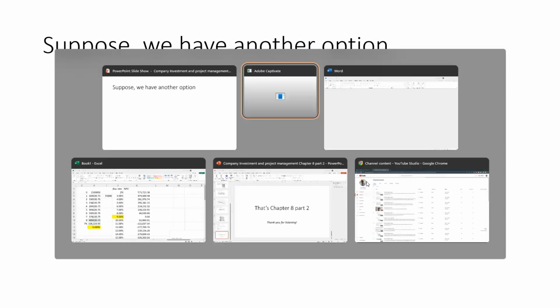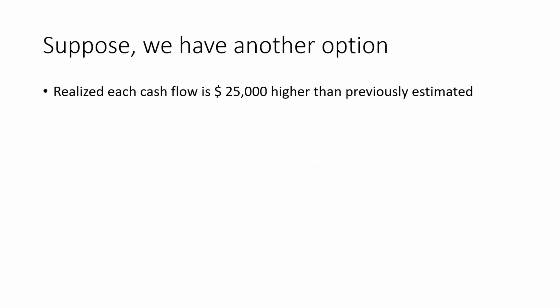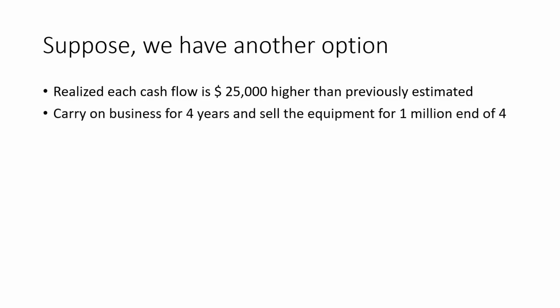Okay, now suppose in the same project we had another option, and so we had actually found out the net present value using Excel and also found out the IRR at 9%. So the net present value at 7% was $138,000, and it was positive. So that means the project is viable. But suppose now we realized that each cash inflow was actually 25,000 higher than previously estimated. And then we decide to just carry on this new business with bloated cash flows for 4 years and sell the equipment, which becomes more valuable, for 1 million at the end of the fourth year.